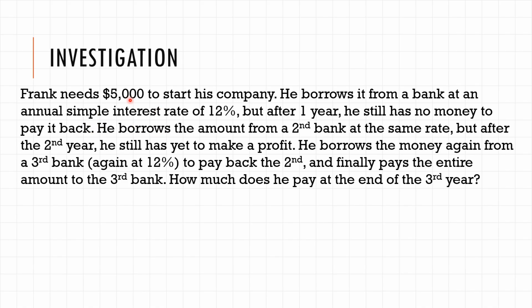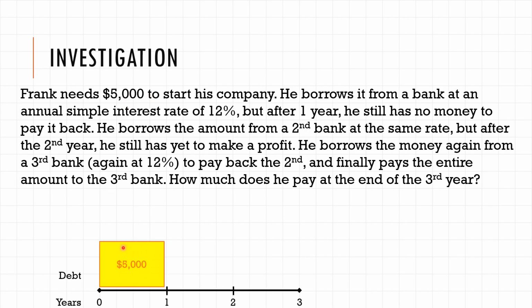So we know that his debt of $5,000 grew by $600. He needed to pay back $600 in interest after the first year. And just because of our understanding of simple interest now, we know we can multiply this by 1.12 to get 5,600. He needs to pay this back to the first bank, and he doesn't have the money. So he goes to another bank and borrows $5,600, and he pays the first bank back.